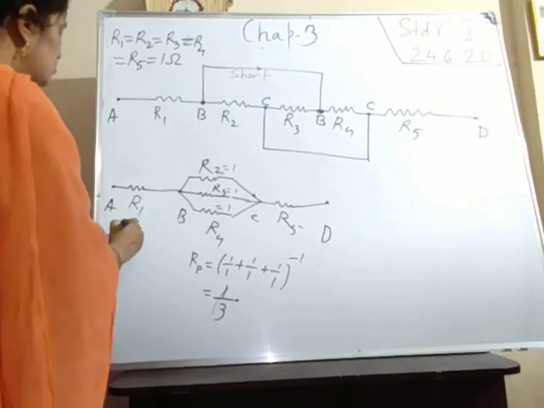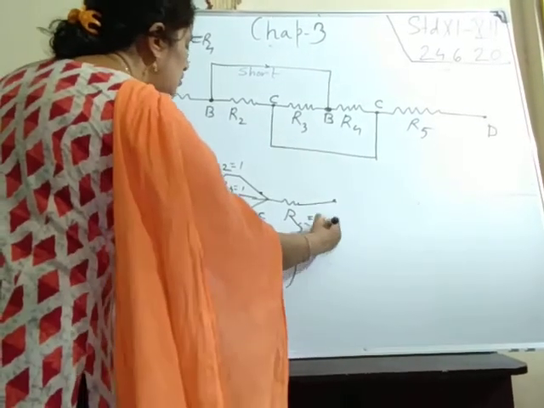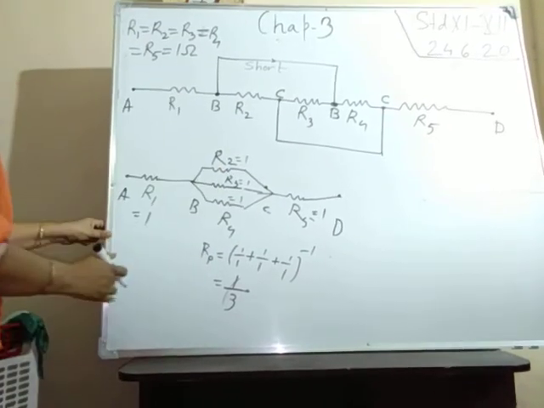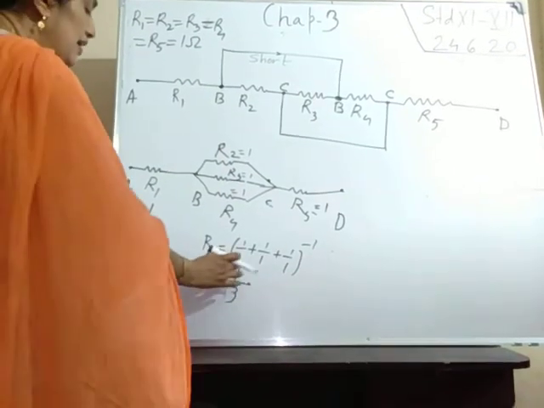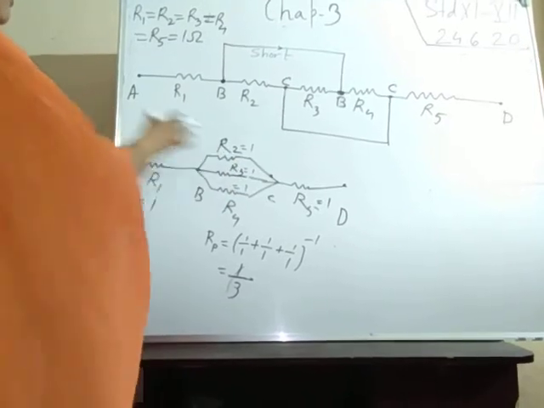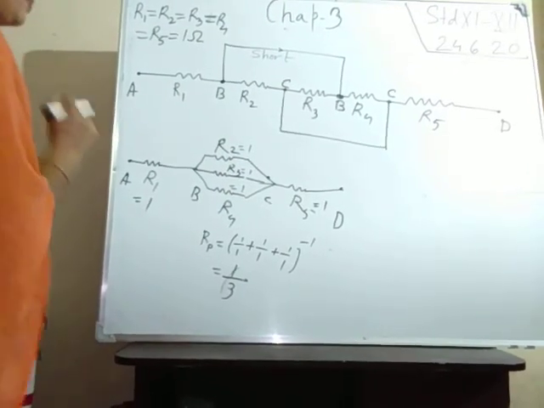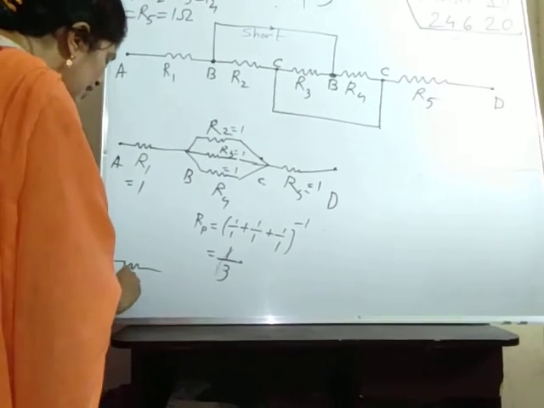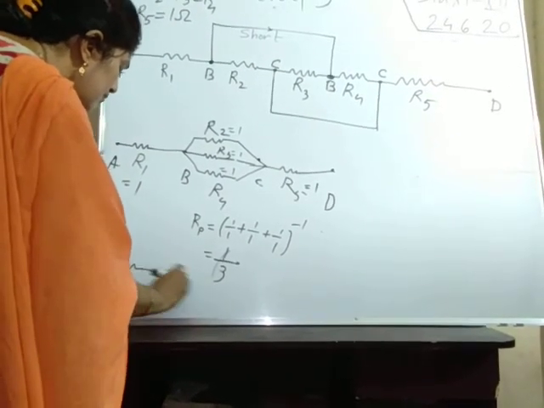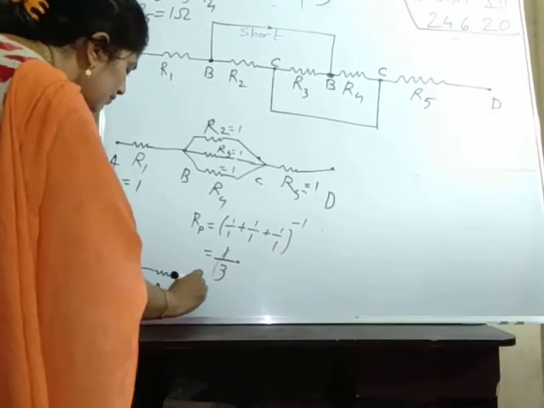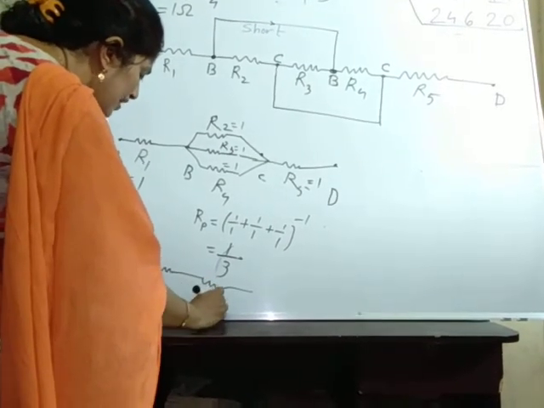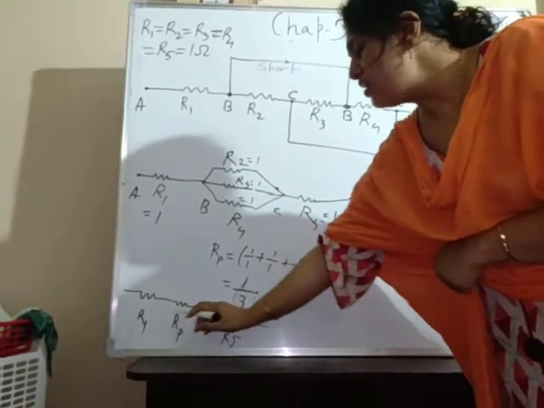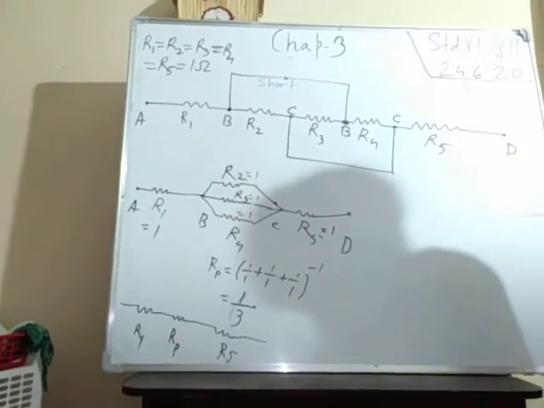And R1 equal to 1 and R5 equal to 1. So when these 3 resistances have equivalent resistance 1 by 3, in place of R2, R3, R4 we can write only RP. That means the circuit becomes R1, RP, R5. So R1, RP and R5 are now in series combination.